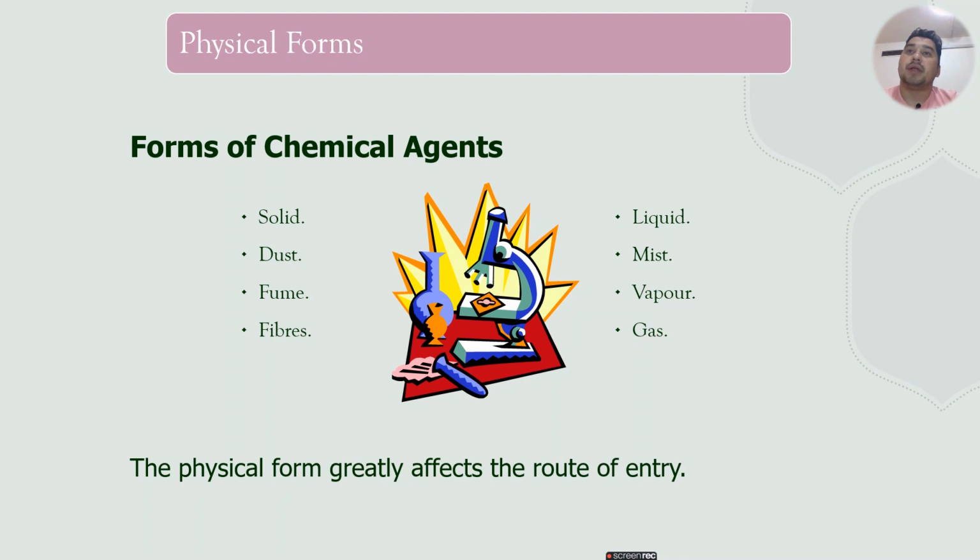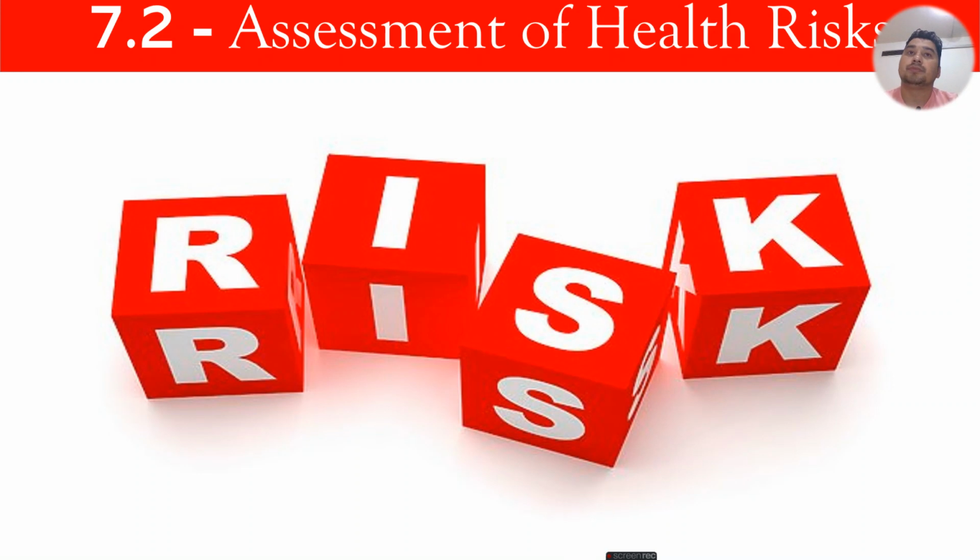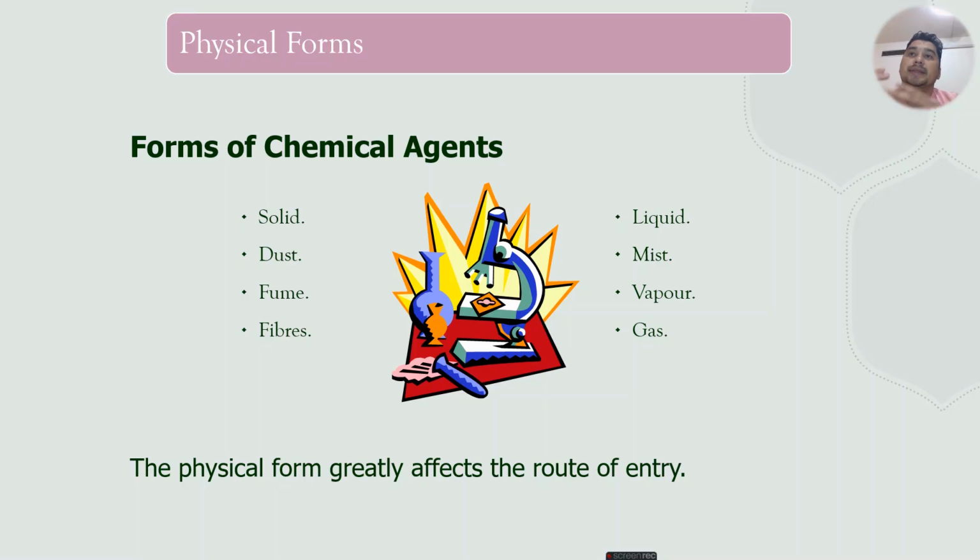Physical forms. We will talk about the physical forms of chemical agents. And we can get them in different forms. We can get solid forms, dust, fume, fibers, liquid, mist, vapor, gas. So these are the different forms of chemicals. The physical form greatly affects the route of entry. So that is it for 7.1, the physical forms of chemical agents.